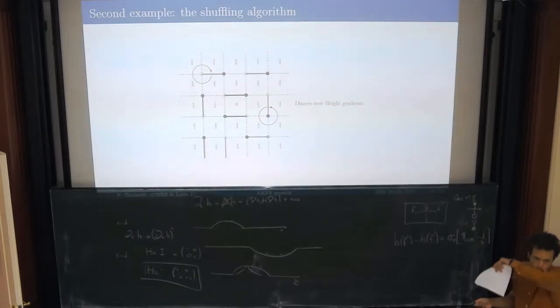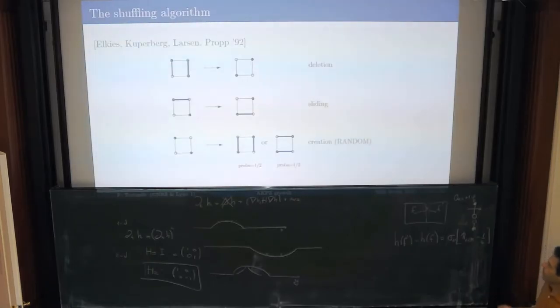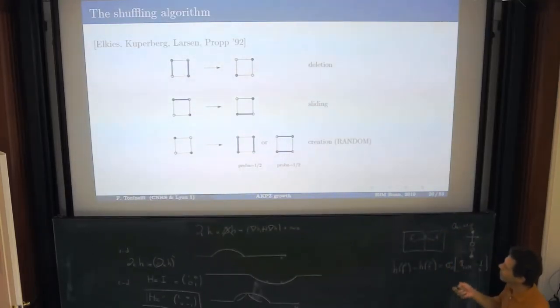Okay, any question? All right, so how does this shuffling algorithm work? It's a stochastic process that was defined some 30 years ago by Elkies, Kuperberg, Larsen and Propp. It has some very nice combinatorial features, but I will not enter into this in this lecture. Okay, so this slide explains what this algorithm does locally.